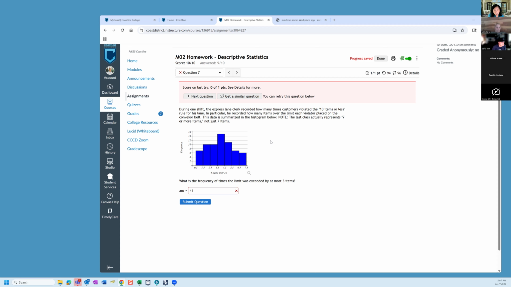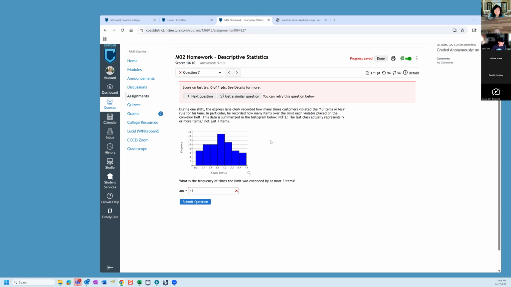So we need to add up the heights. What's the frequency here? That shows how many customers put in the morning 1 item, 2 items, 3 items. So the first bar should be 7. So you have 7 plus 10, the second bar, the height is 10. And the third bar is 10 again, the same height. Just add these 3. The answer should be 10 plus 10, 20, right? 27. So 27.